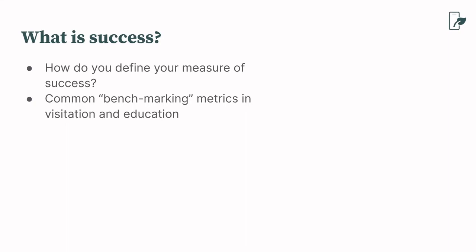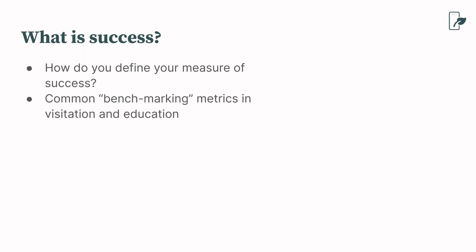So what is success? And how do we define success in gardens? That's obviously quite challenging for gardens to define because it's so specific, and common benchmarking metrics are used in the industry specifically for visitation and education. But what does that actually mean, and how do you interpret the impact of those visits, for example, or how that is influencing education in the context of your collections?